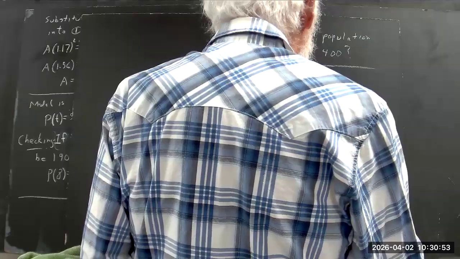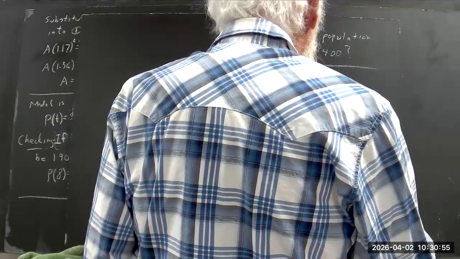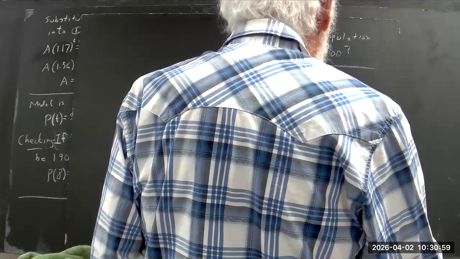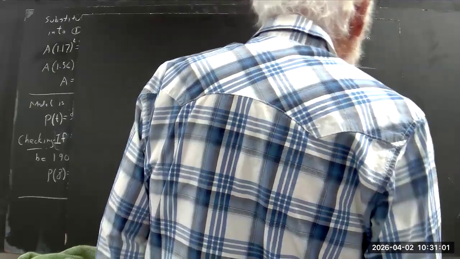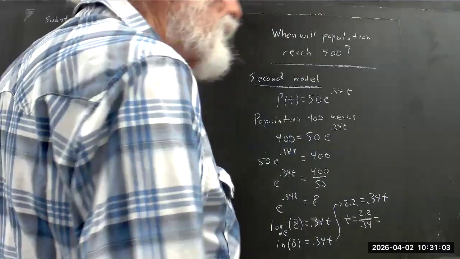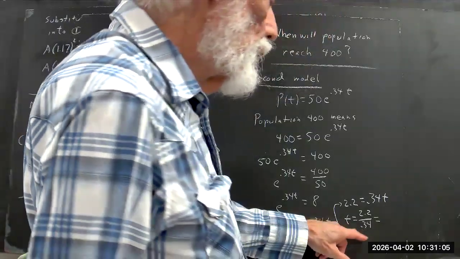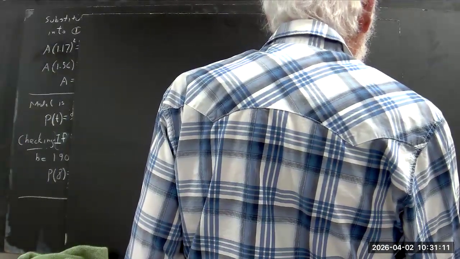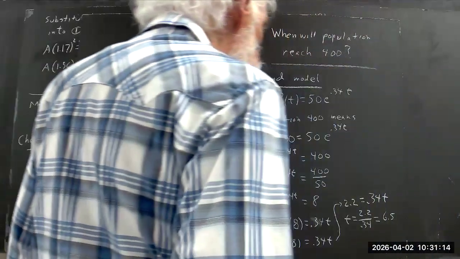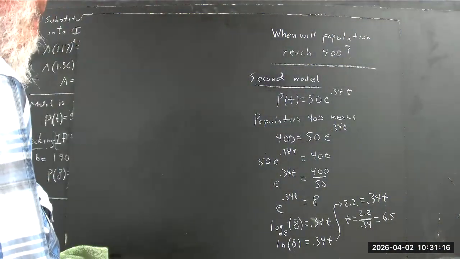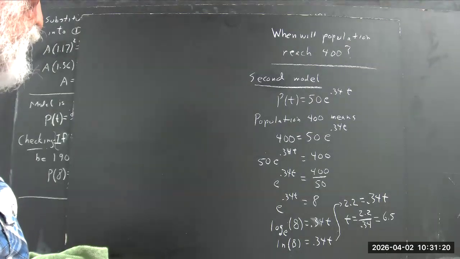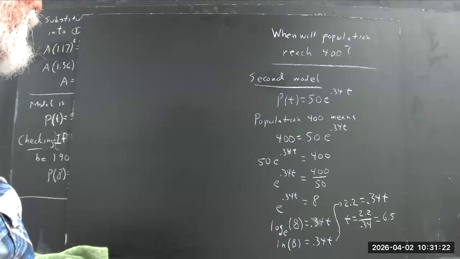So that t equals 2.2 over 0.34. 0.34 is pretty close to 0.33, which is 1/3. If we divide by 1/3, it's like multiplying by 3. We get 6.6. I'm just going to say this is 6.5. So after 6.5 years, the population ought to be up to 400.